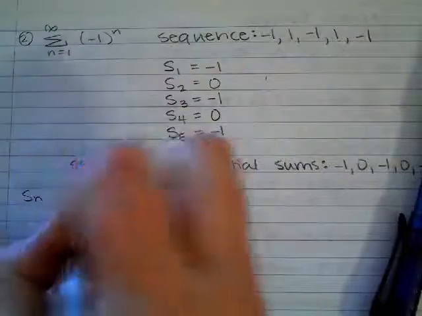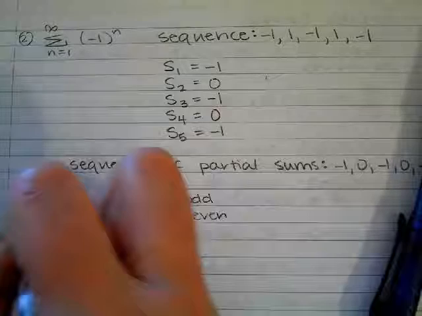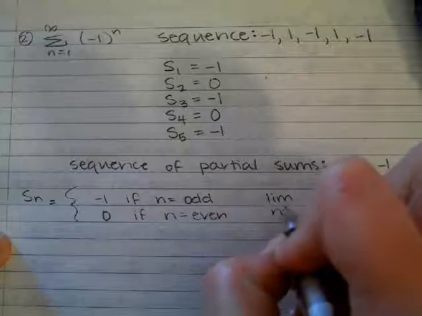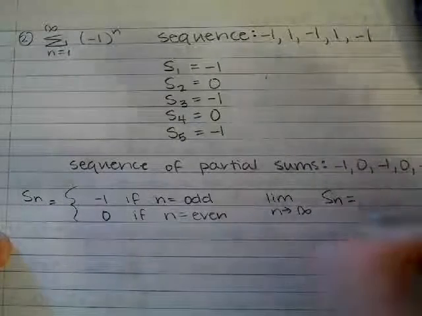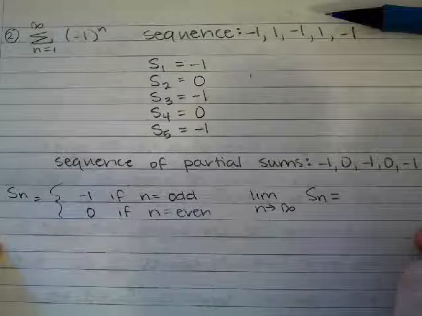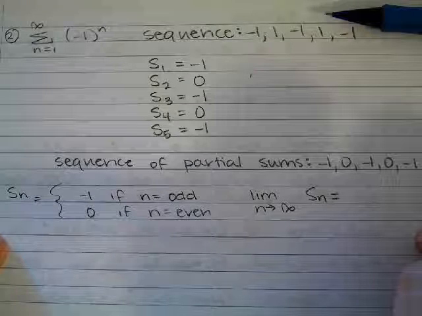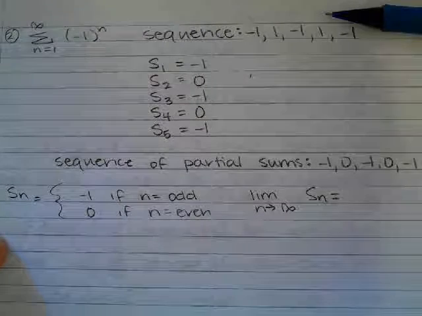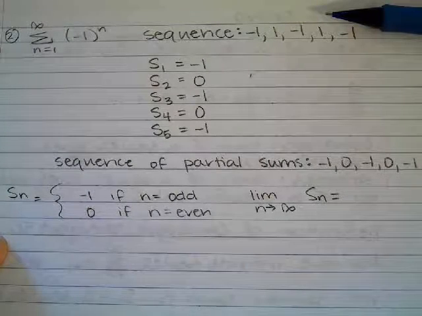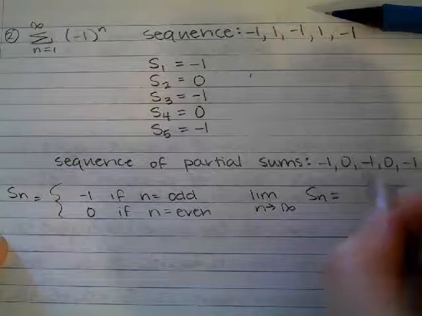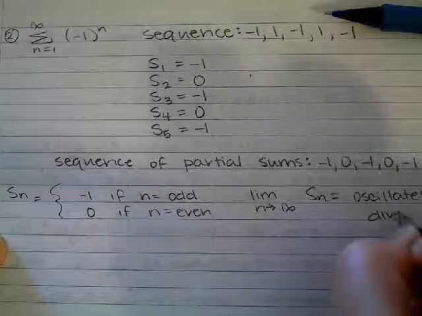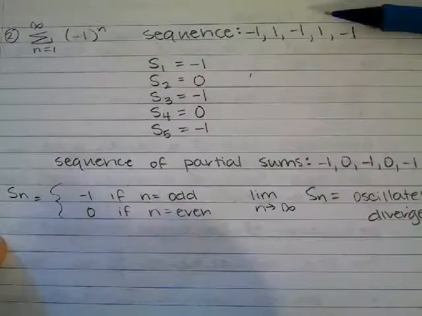Okay, so now the limit as n goes to infinity of S sub n, and what would we say? Doesn't exist. Yeah, but it oscillates. It doesn't oscillate between positive 1 and negative 1, but it does oscillate between two values. Those two values are negative 1 and 0. Okay, so it oscillates, and so this diverges. It's not going to one specific number. It's going back and forth between two. Okay.